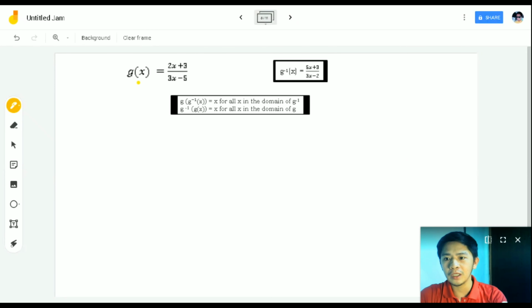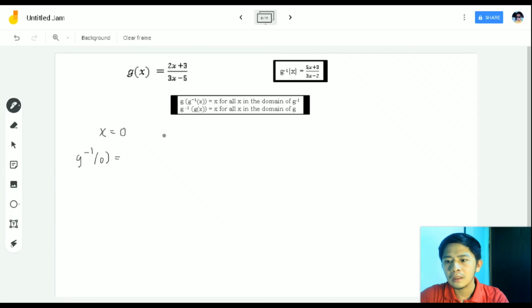Okay, so since nakuha na natin yung inverse ng g of x, which is 5x plus 3 all over 3x minus 2, i-apply na ngayon natin yung properties ng inverse of one-to-one function. So, naka-indicate na rito yung mga properties. So, gamit yung first na property, let us assign x equals to 0. So, when x equals 0, the g inverse of 0 is equal to 5 times 0 is 0 plus 3, that is 3. Sa denominator, 3 times 0 minus 2 is negative 2. So, ito yung ating g inverse of 0.